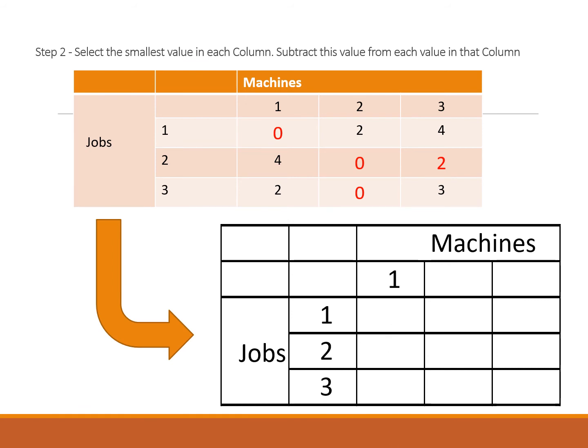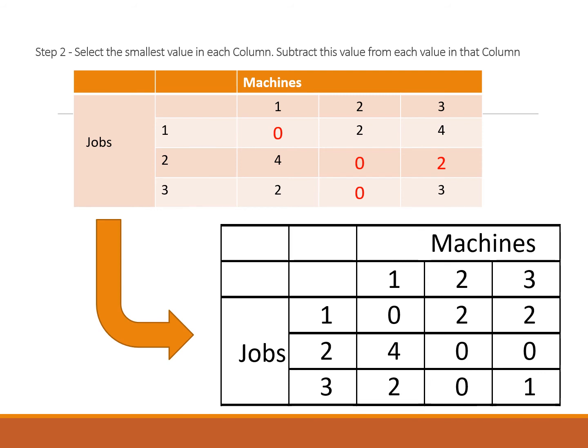For the first column the minimum value is 0, so 0 minus 0 is 0, 4 minus 0 is 4, 2 minus 0 is 2. Next, machine column number 2, the minimum value is again 0, so all values remain as they are, so 2 minus 0 is 2, 0 minus 0 is 0, 0 minus 0 is 0. Move on to the next column, column 3, 4 minus 2 is 2, 2 minus 2 is 0, 3 minus 2 is 1. So here we completed our step number 2.